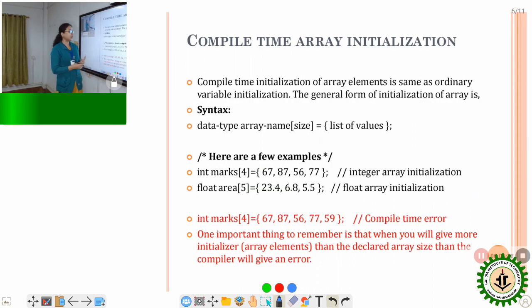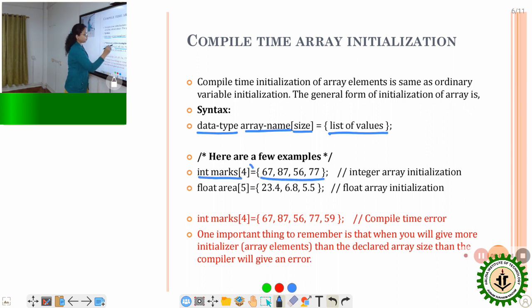Next, how do we do compile time initialization? What is the syntax for this? We previously saw that data type is first, then array name, and after that size is there. Then we put all the list of values which we initialize at that time. We put all the values here, like integer marks, and we put all the 4 values because the size is 4. Float area and the size is 5. That's why 5 values are there.